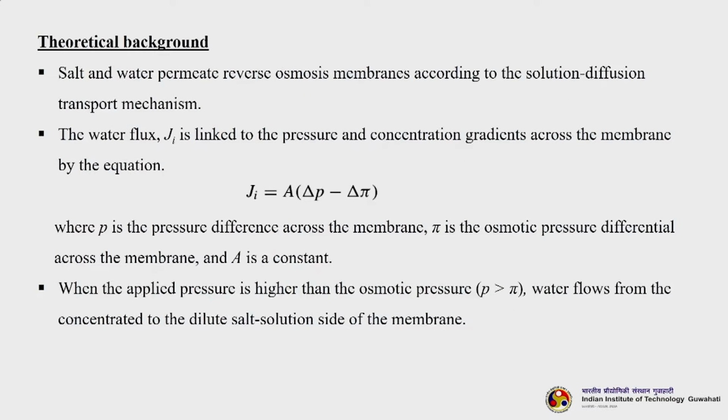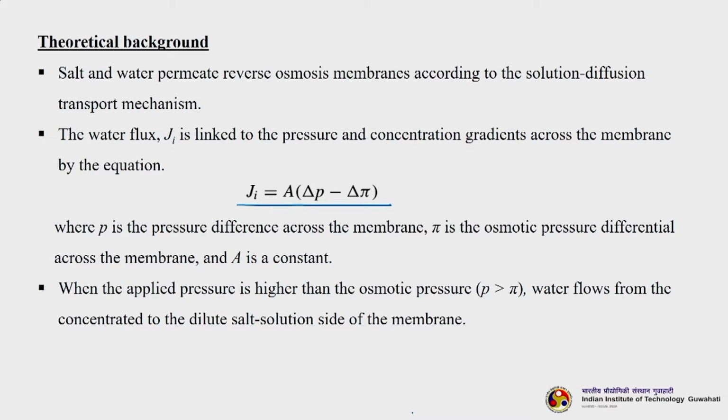Salt and water permeate reverse osmosis membranes according to the solution diffusion transport mechanism. We have discussed solution diffusion in detail, and today we will just briefly touch on it. The water flux is linked to the pressure and concentration gradients across the membrane by this equation: Jw equals A into delta P minus delta pi.